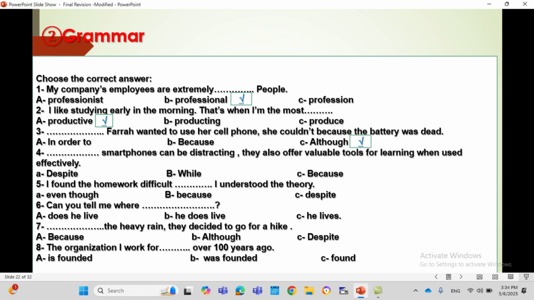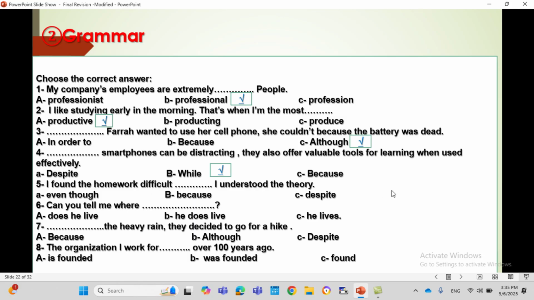Let's come to number 4. Smartphones can be distracting. They also offer valuable tools for learning when used effectively. Here we are comparing two situations. Smartphones can be distracting. On the other hand, they also offer valuable tools for learning when used effectively. There is no contradiction, but we are comparing two situations, and the right answer here is while. While smartphones can be distracting, they also offer valuable tools for learning when used effectively. Number 5, I found the homework difficult.